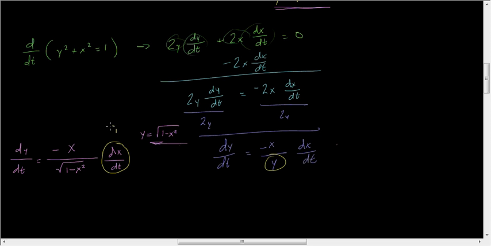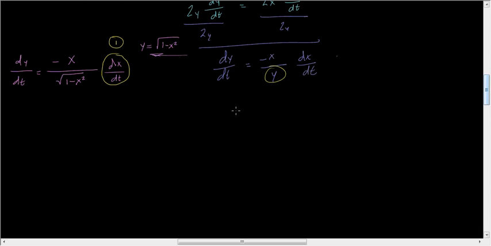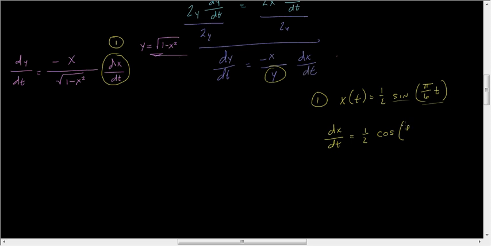So let's cruise on down here and give ourselves some space. I'm going to bring it over to the right side here and say, part 1, we have x of t is equal to 1/2 the sine of pi over 6t. The derivative with respect to t, so dx/dt, is equal to 1/2. The derivative of the outer thing, sine, is cosine. So we have cosine of pi over 6t times the derivative of what's inside, which is pi over 6.